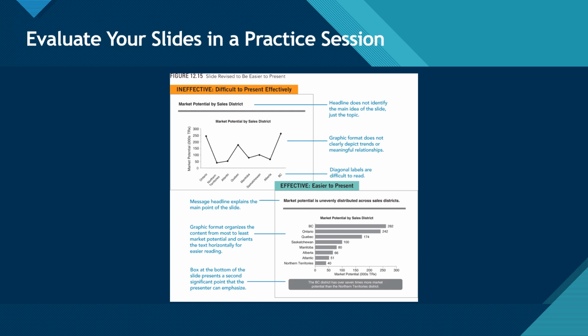Now, let us see why the second graph is effective. Number 1. Message headline explains the main point of the slide. Number 2. Graphic format organizes the content from most to least market potential and orients the text horizontally for easier reading. Number 3. Box at the bottom of the slide presents a second significant point that the presenter can emphasize.